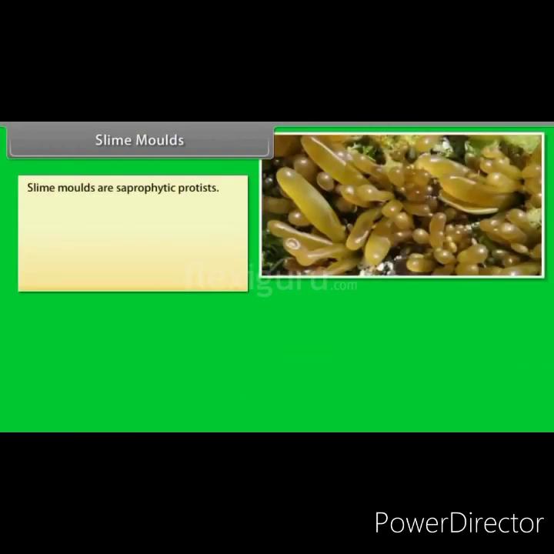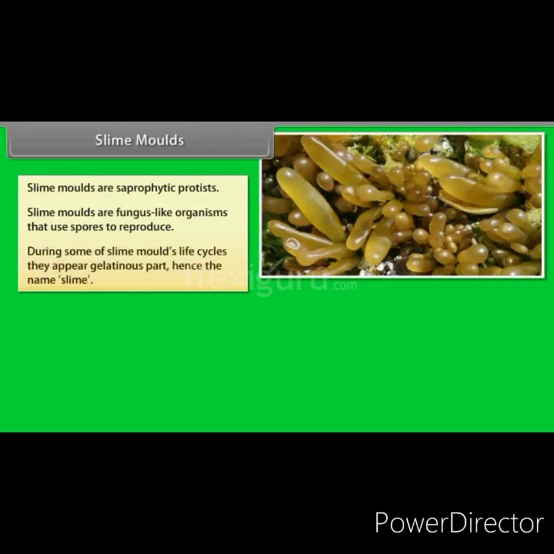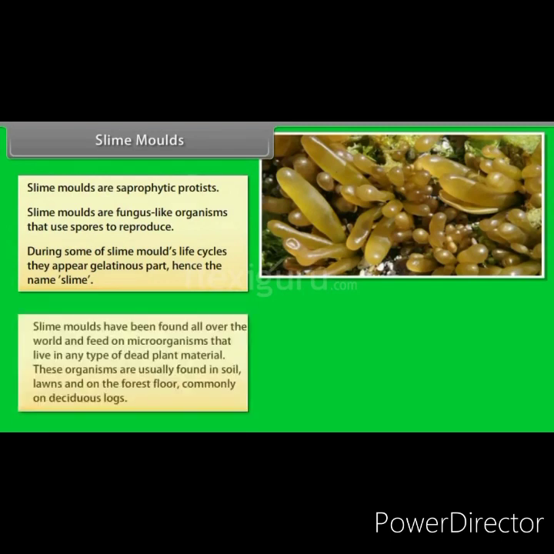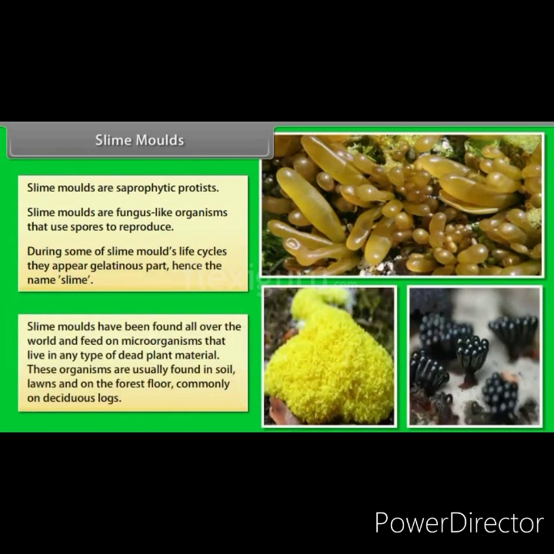Slime molds are saprophytic protists. Slime molds are fungus-like organisms that use spores to reproduce. During some of slime molds' life cycles, they appear as a gelatinous mass, hence the name slime. Slime molds have been found all over the world and feed on microorganisms that live in any type of dead plant material. These organisms are usually found in soil, lawns, and other forest floors, commonly on deciduous logs.